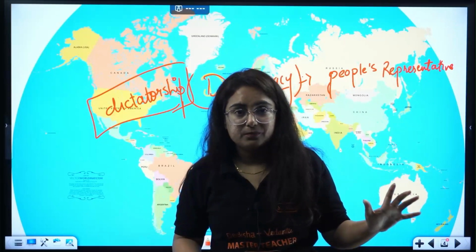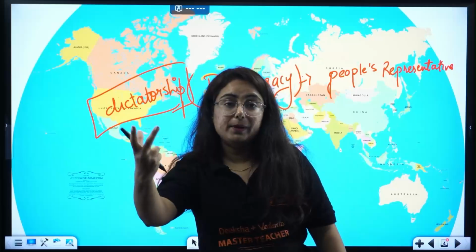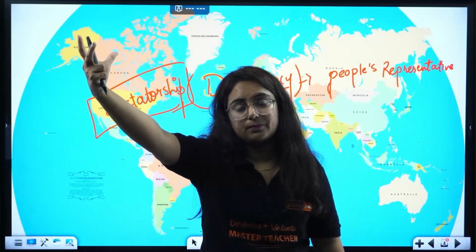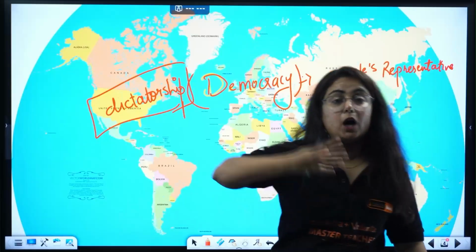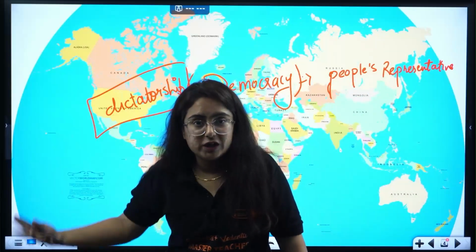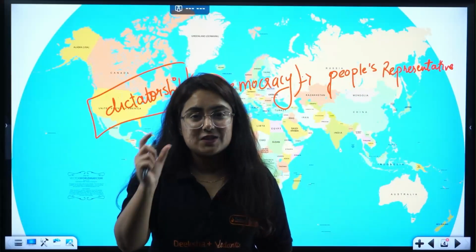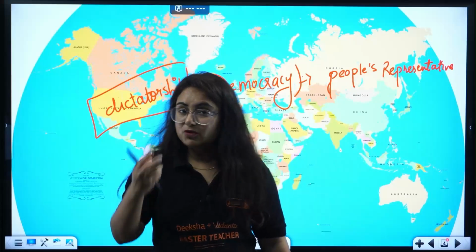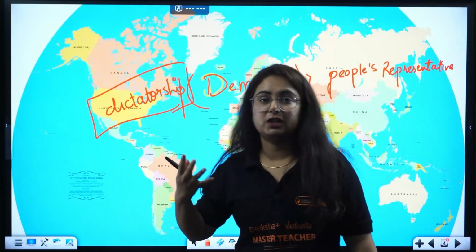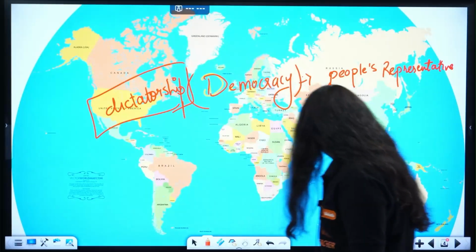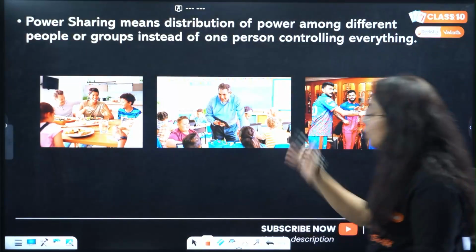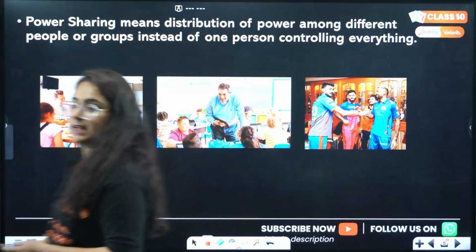Getting my point, right? There are a group of people who make the laws. There are a group of people who implement the laws. There are a group of people who act as judiciary. What is it? It is power sharing. So I'm just touching the borders right now. However, we have to go in depth. For that, we have to understand what power sharing actually is.